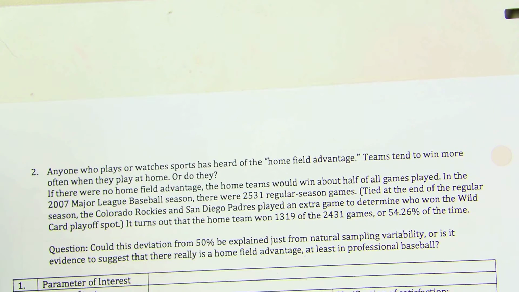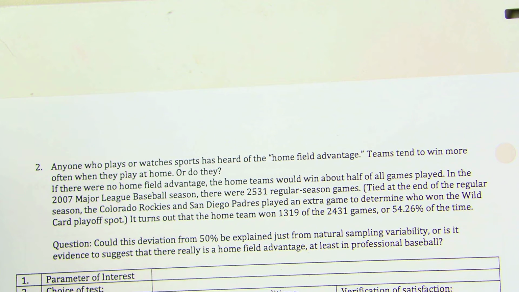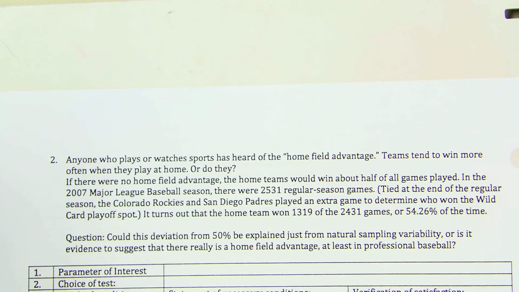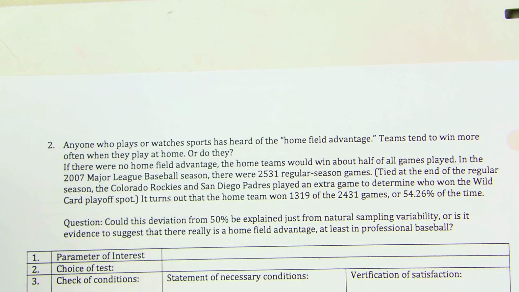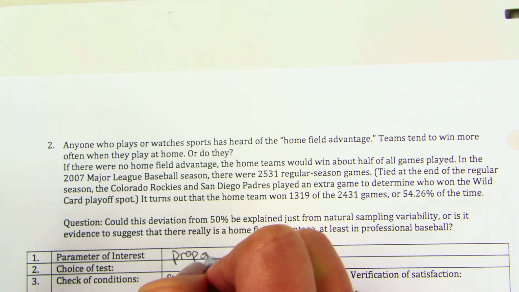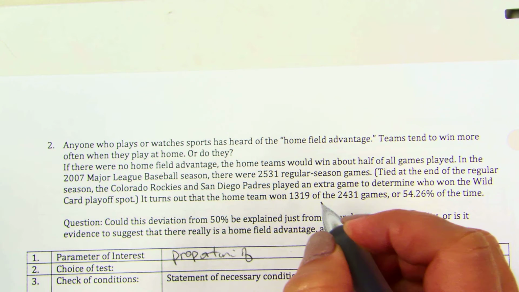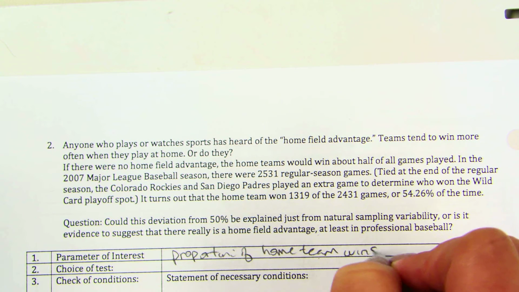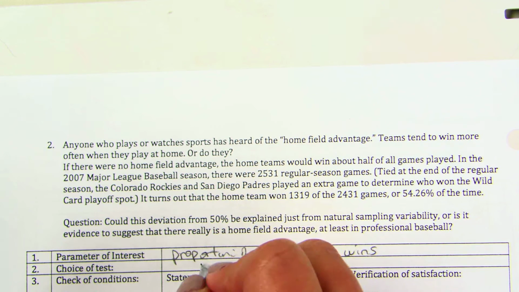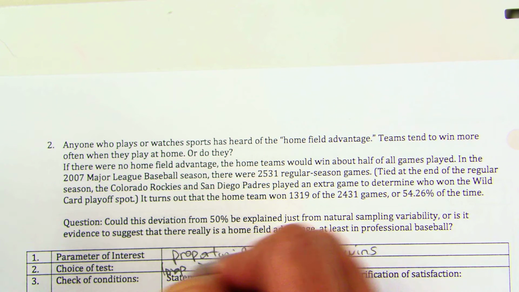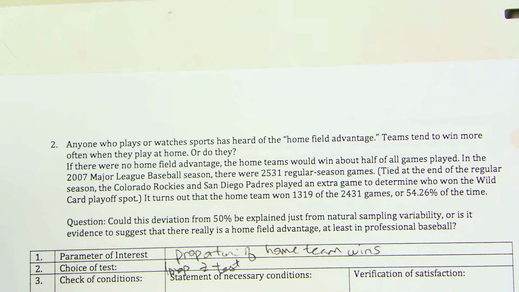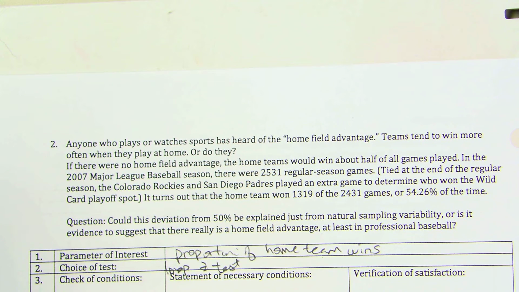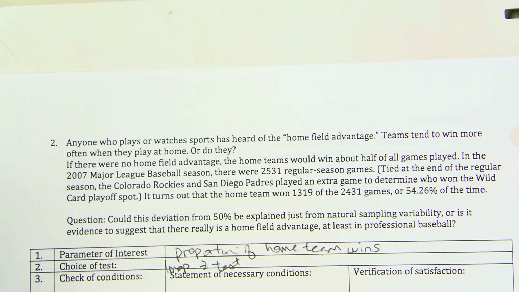I would pause the video and read the question to make sure that we understand what it is asking. Okay, so the parameter of interest for this is the proportion of home team wins. Of course, because we have a proportion, we're going to use a 1 proportion z-test. Yes, you have 2 proportion z-tests, and we have different tests with means. Okay, necessary conditions. I'm not going to write this out, but we would go through this.